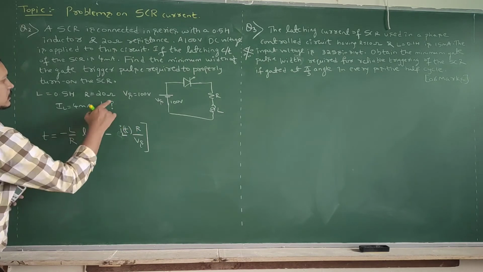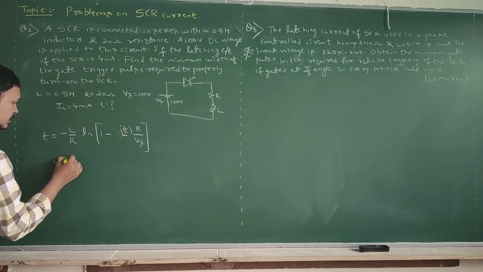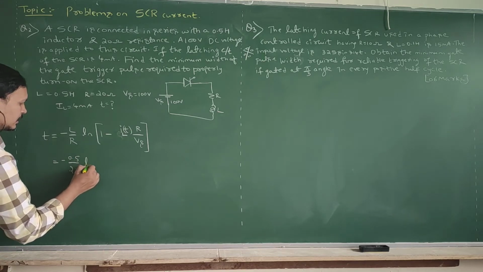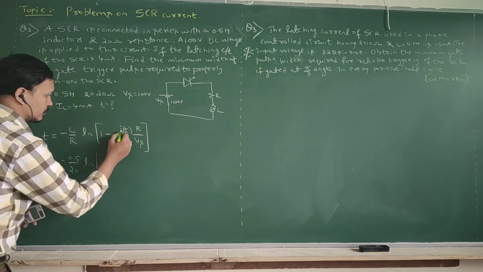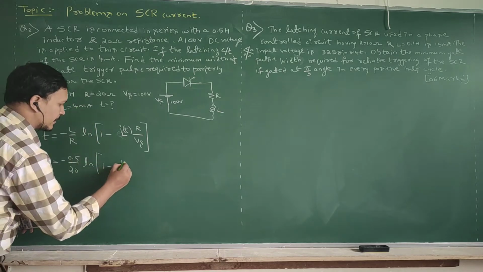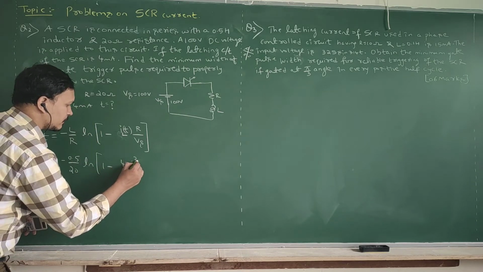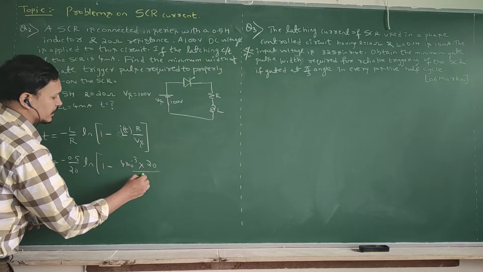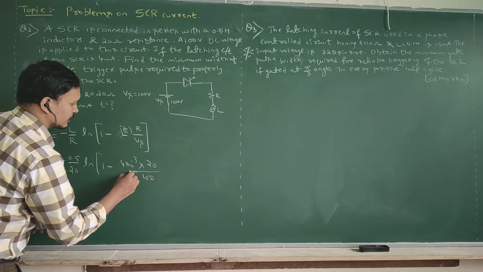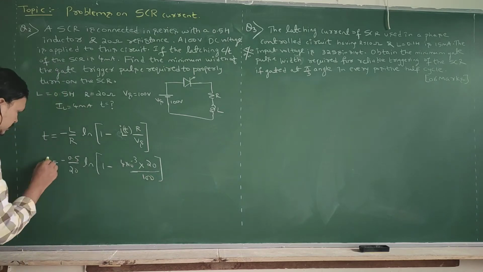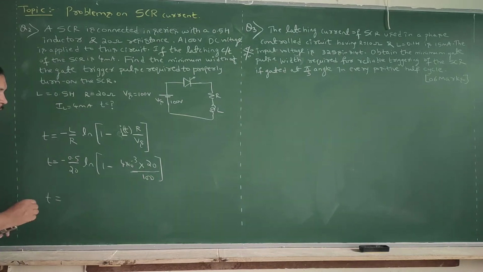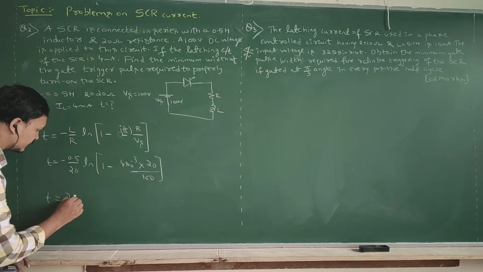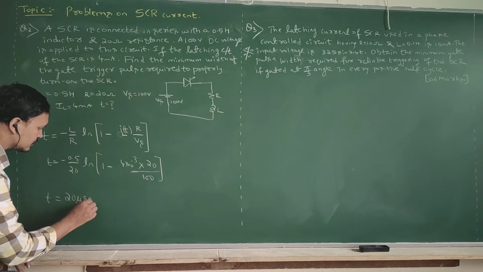What is the inductor? The inductor is 0.5 and the resistance is 20, into Ln of 1 minus, what is the latching current? 4 milliampere. So 4 into 10 raised to minus 3, into the resistance, 20 ohms, divided by what is Vs? 100 ohms. Okay, so do it in the calculator. You will directly get the answer, 20 microseconds.